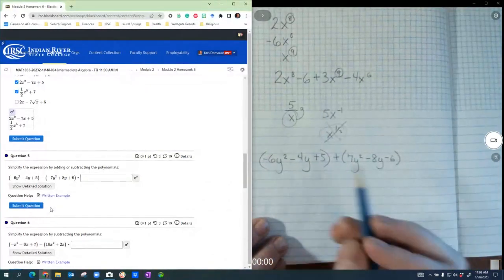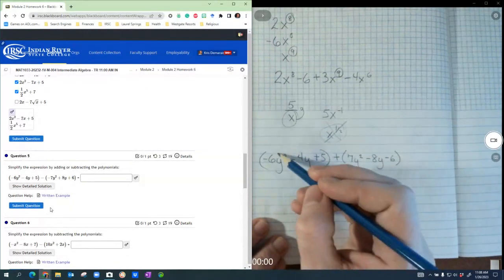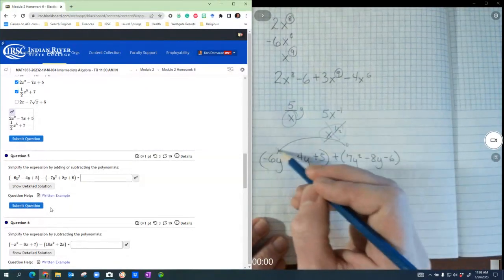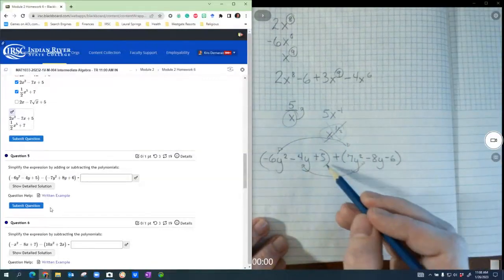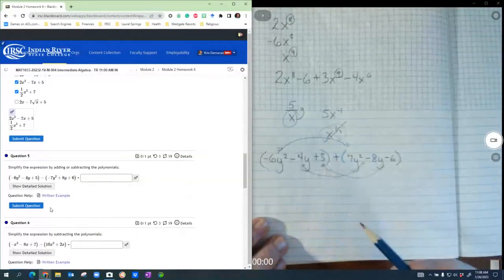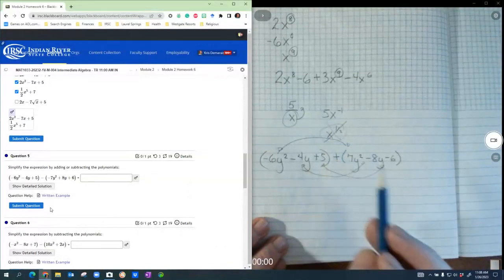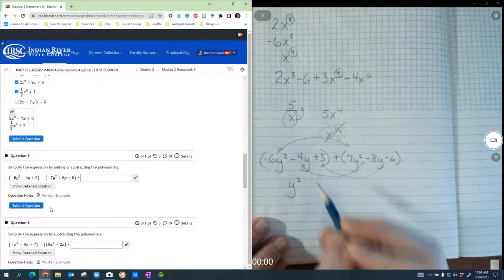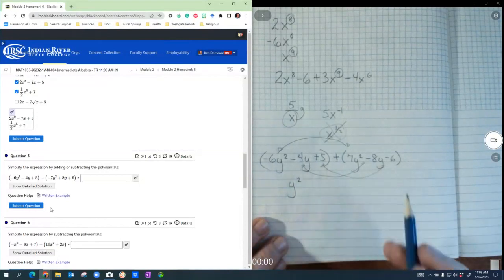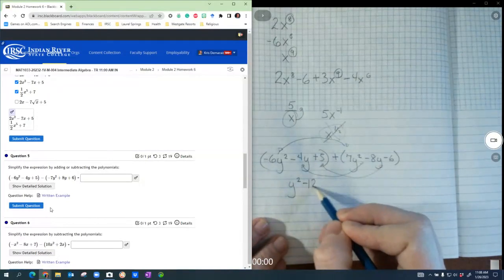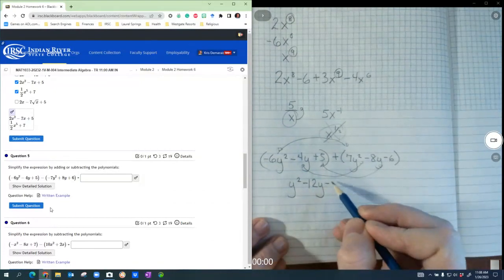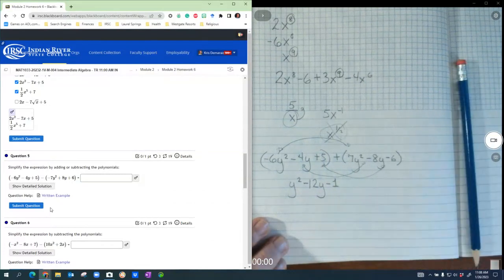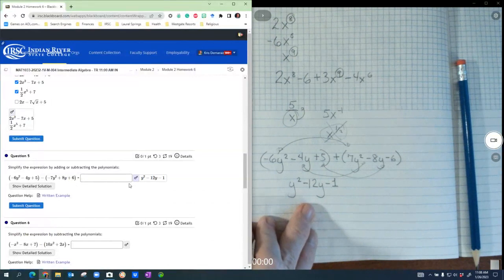Then that leaves me with just adding my like terms. These are like each other because they both have y squared. Add these together because they both have y, and then add these together because they're constants. So now -6 added to 7 gives me y squared. -4 added to -8 gives me -12y. And then 5 added to -6 gives me -1. That's what we are left with. We're just combining like terms.